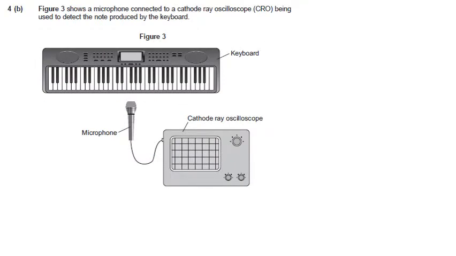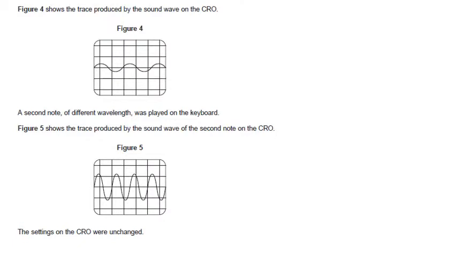So question 4b sets up the situation in which the sound from the keyboard can be played through a microphone and displayed visually on the cathode ray oscilloscope. It shows two different waves in figure 4 and in figure 5. In figure 4 we can see that there are 2.5 waves produced on the screen there.